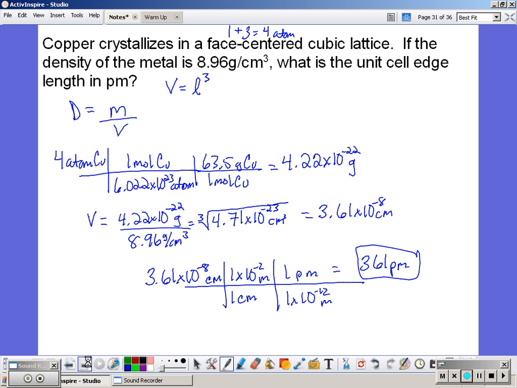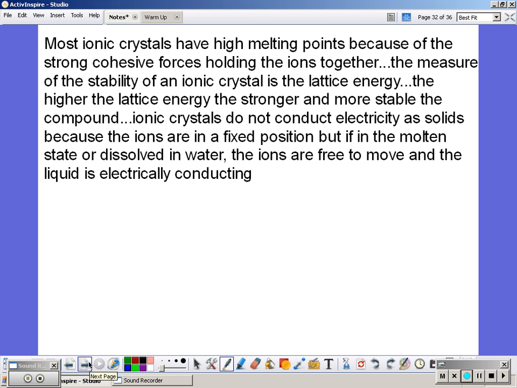Most ionic crystals have high melting points because of the strong cohesive forces holding the ions together. The measure of the stability of the ionic crystal is the lattice energy. Remember, we talked about that in a previous unit. The higher the lattice energy, the stronger and more stable the compound. Ionic crystals do not conduct electricity as solids because the ions are in a fixed position. But if they're in the molten state or dissolved in water, the ions are free to move and the liquid is electrically conducting.